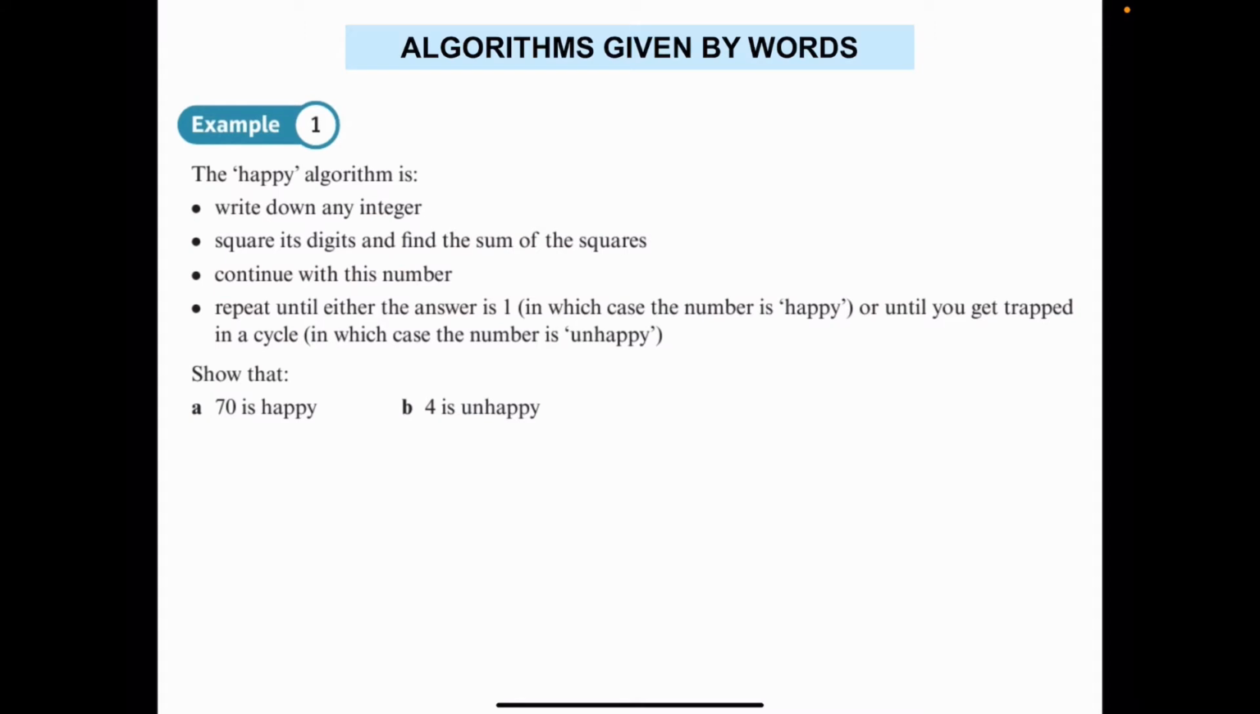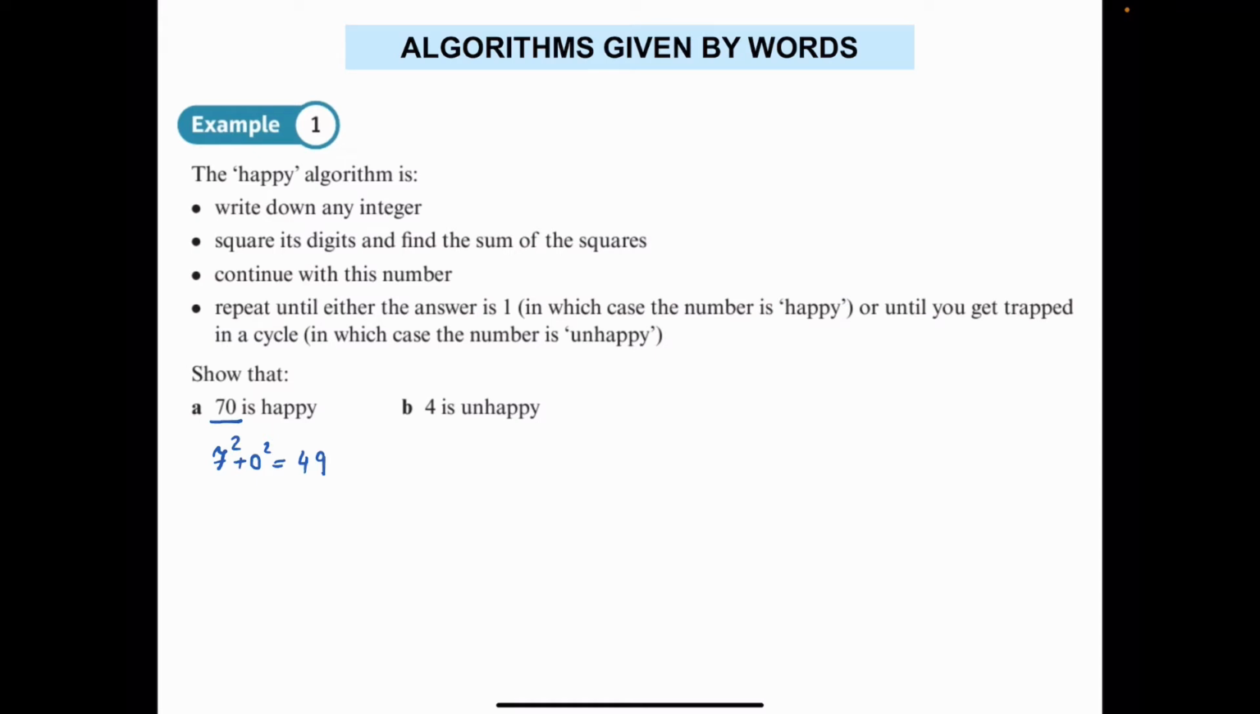When you look at the first example that we're going to do, this algorithm called happy has 4 steps. We need to write any integer down and follow every single step, and we will see if we get the answer 1. In that case the number will be called happy, or if not, then it will be unhappy. So for example, for number 70, square its digits and find the sum of the squares. 7 squared plus 0 squared is 49.